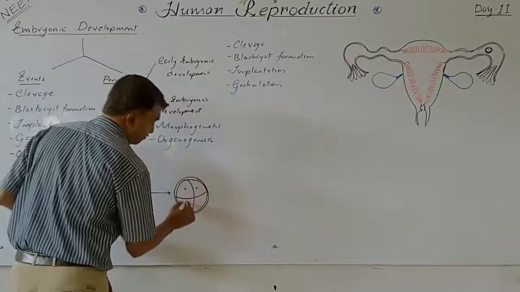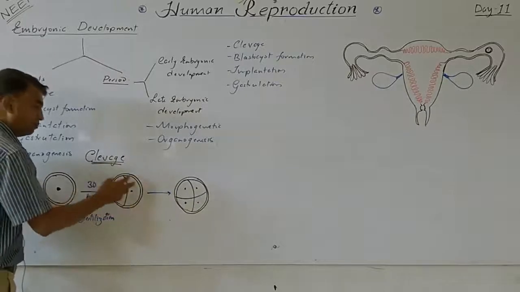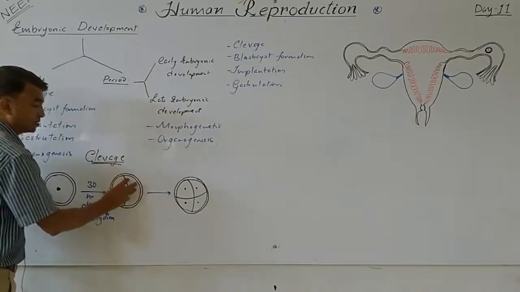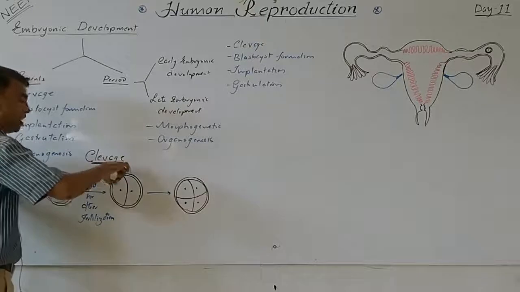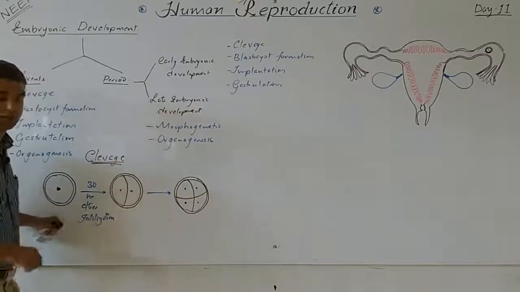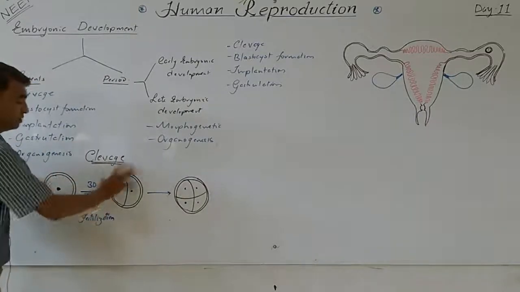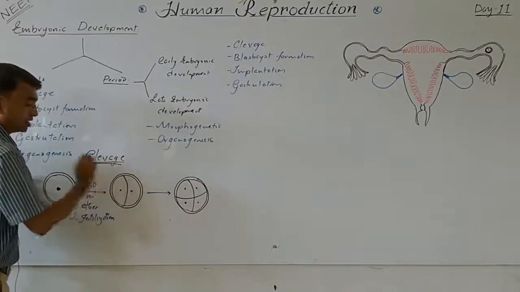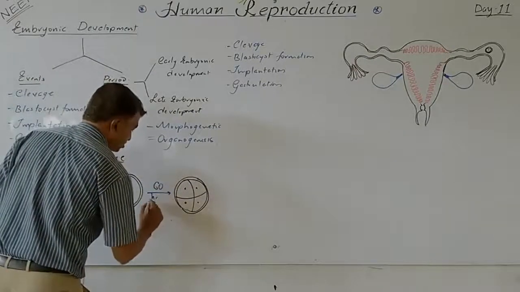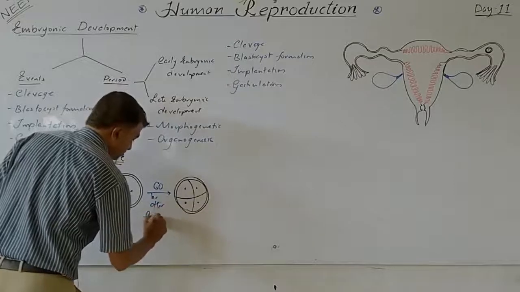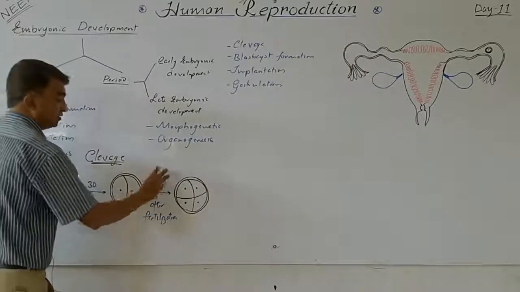Now the number of blastomeres increases. Can you observe here? This is an embryo with two blastomeres, but the size of the blastomeres is almost the same, equal. This cleavage is holoblastic. Holoblastic means from the animal pole to the vegetal pole, the complete division takes place, because in the secondary oocyte the yolk is not there, so due to absence of yolk, complete holoblastic cleavage takes place. The second cleavage occurs 60 hours after fertilization. So first cleavage after 30 hours, second cleavage after 60 hours.